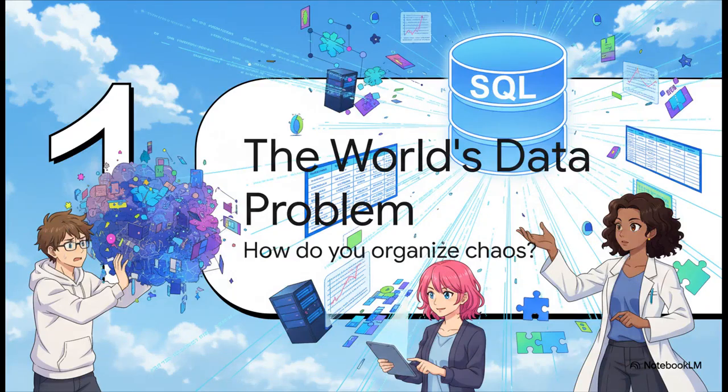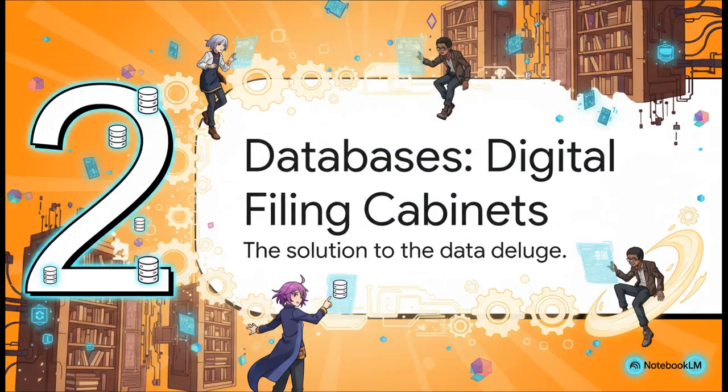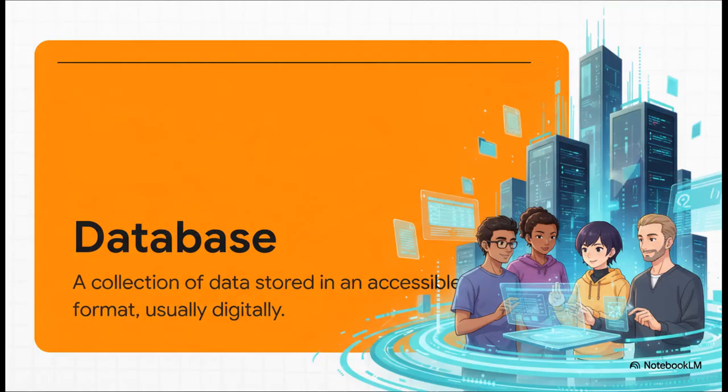And that really gets to the heart of the problem. Without some kind of system, all that information is just digital noise, a complete mess. So the big question is, how do you organize that digital chaos? The answer, and really the hero of our story today, is the database. This is the elegant, superstructured solution that takes this flood of data and turns it into a perfectly organized, manageable library of information.